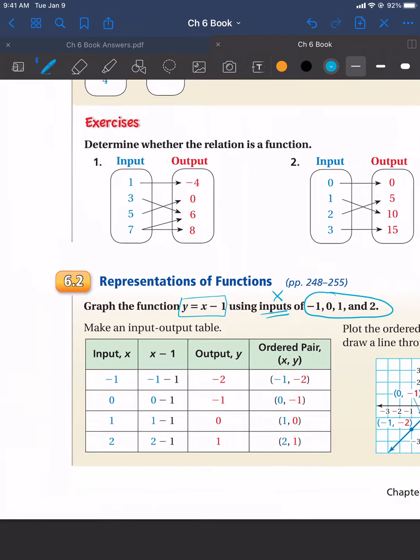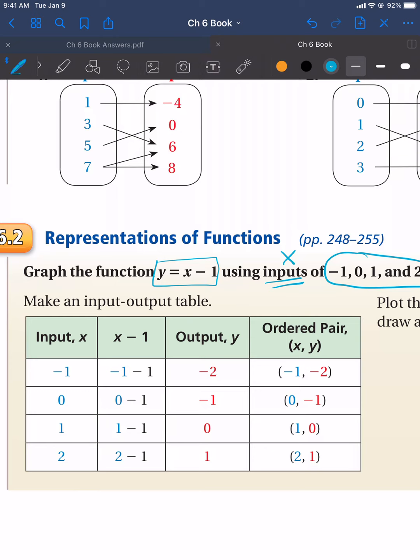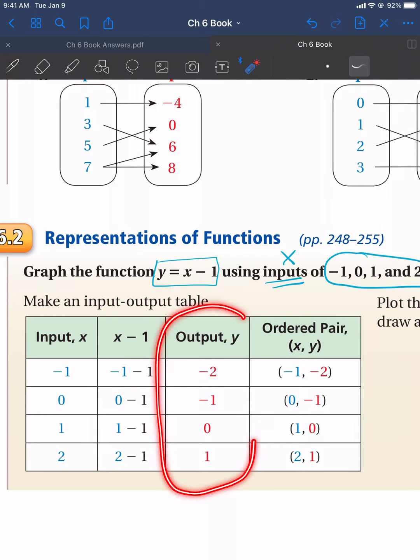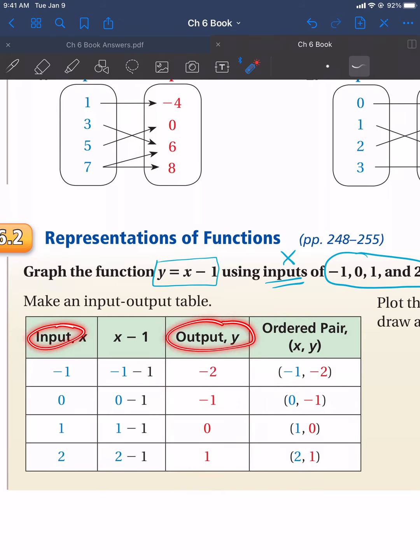Now, if you look at this table, that's what they did. These are the inputs we plugged in. This is the equation we plugged it into, right? So it would be -1 minus 1 equals -2. So on and so forth, and here's where we got our outputs. Now remember, an input and an output are just x and y, so are these ordered pairs? Yeah, -1, -2, 0, -1.